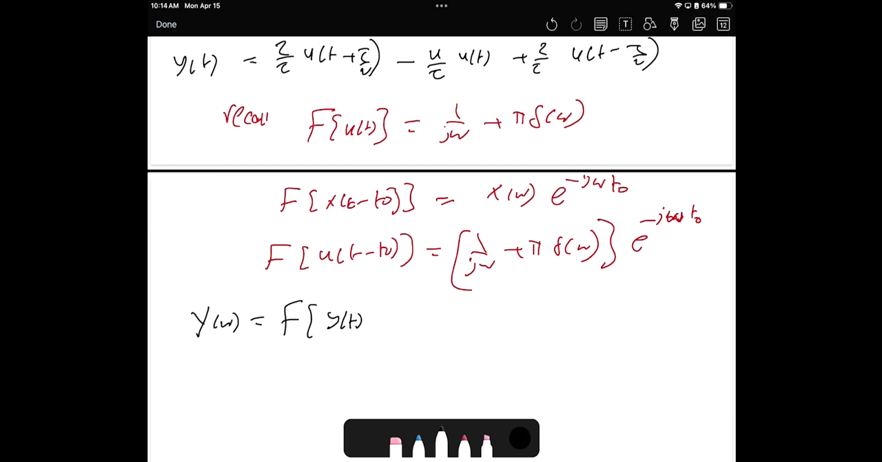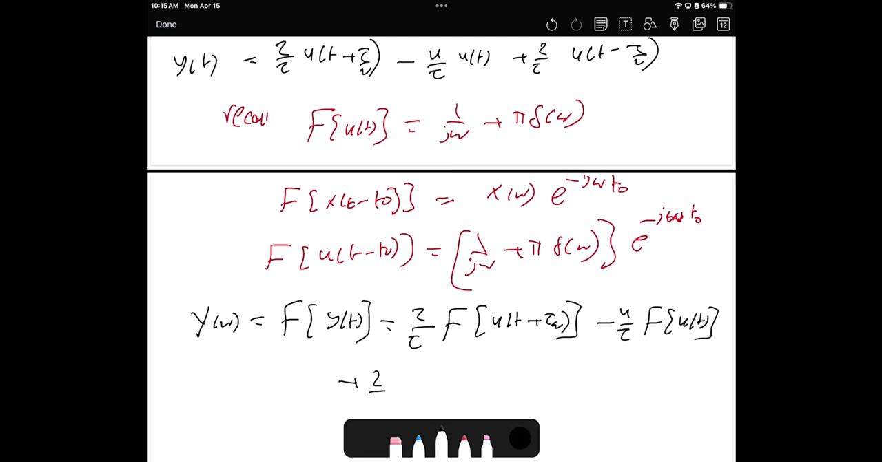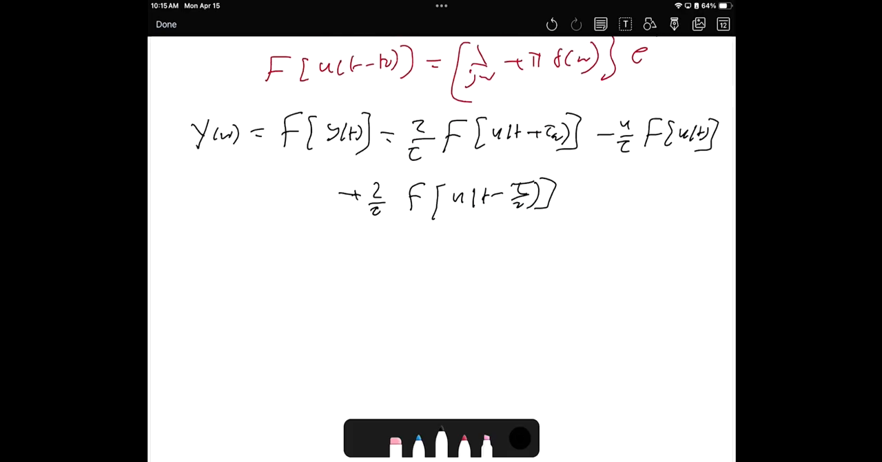which is the Fourier transform of y of t. This is going to be the first one, constant 2 over tau, Fourier transform of u of t plus tau over 2, then minus 4 over tau, Fourier transform of u of t, then plus 2 over tau, Fourier transform of u of t minus tau over 2. Now I can substitute one by one.